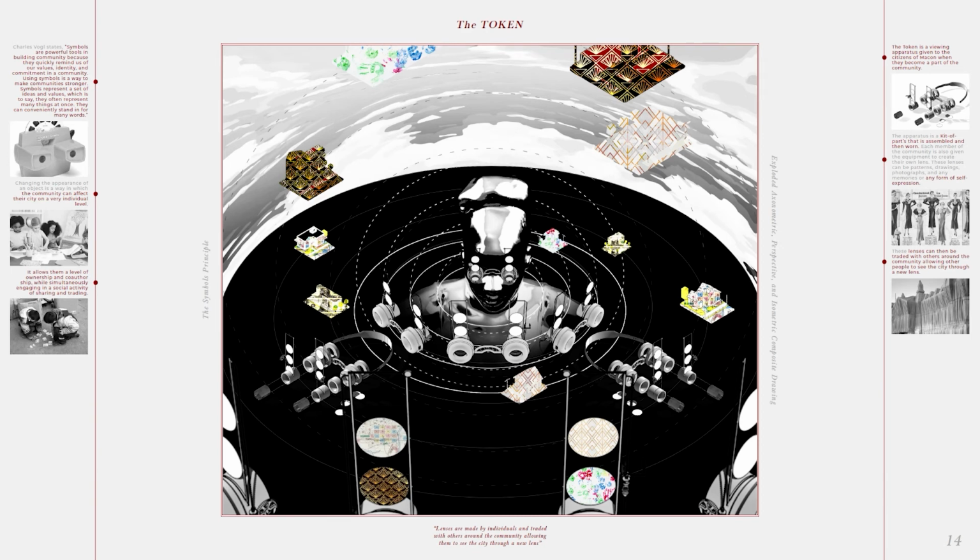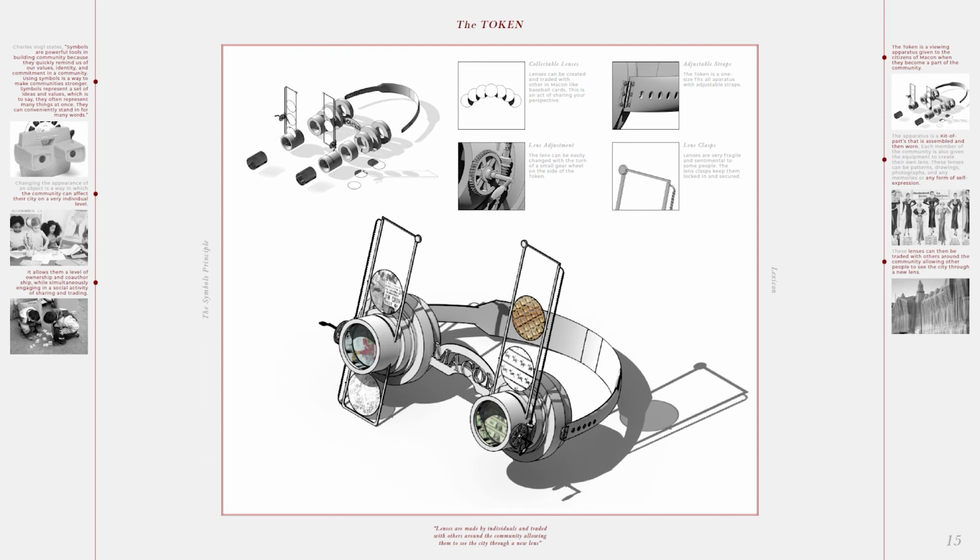The token is based on the symbols principle. Seeing the city through someone else's perspective is a powerful way in which to create a bond and a sense of understanding and empathy. The token is a viewing apparatus given to the citizens of Macon. It's a kit of parts that's assembled and then worn.